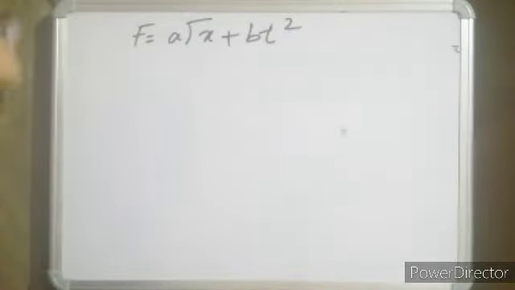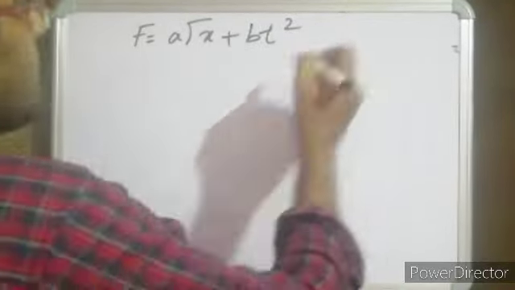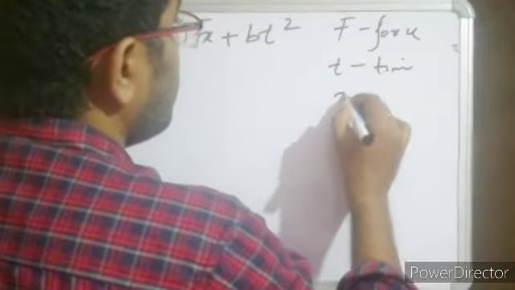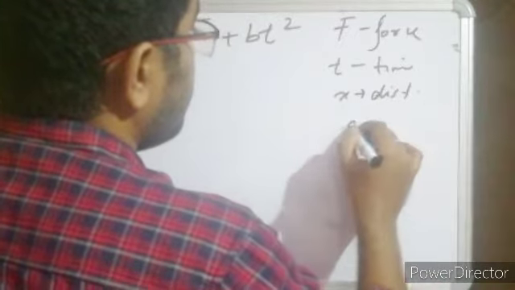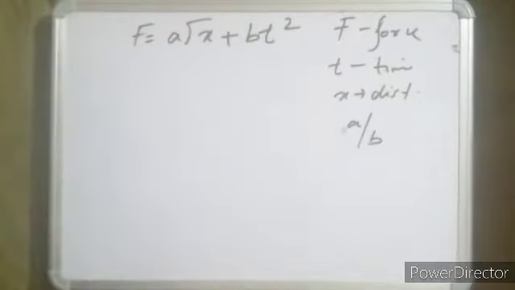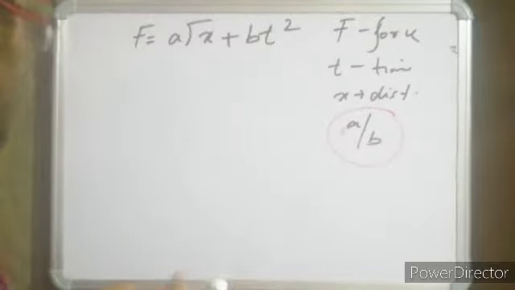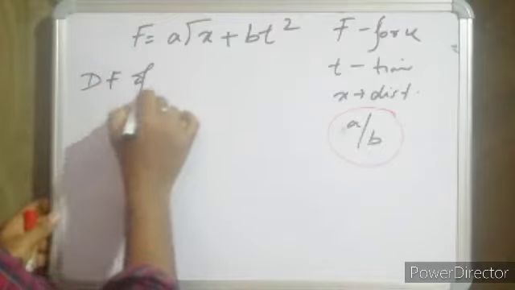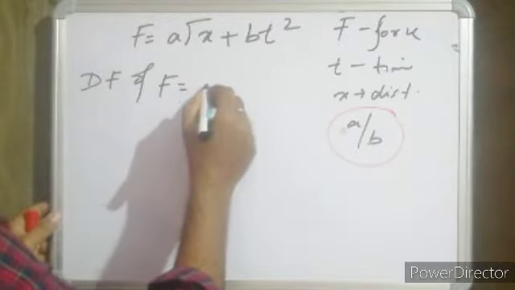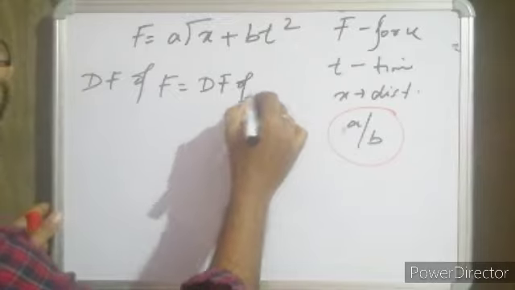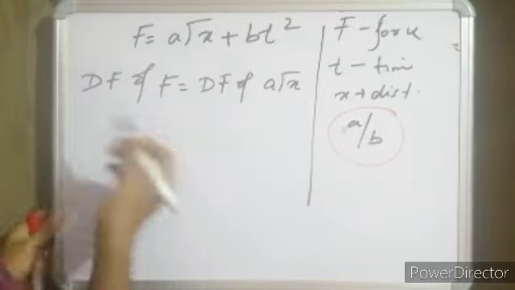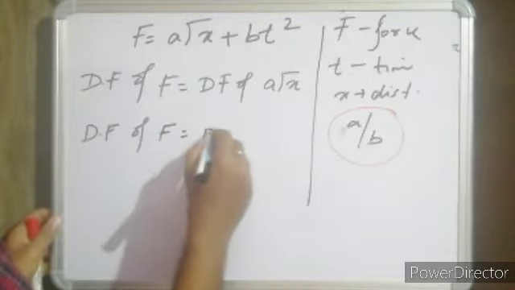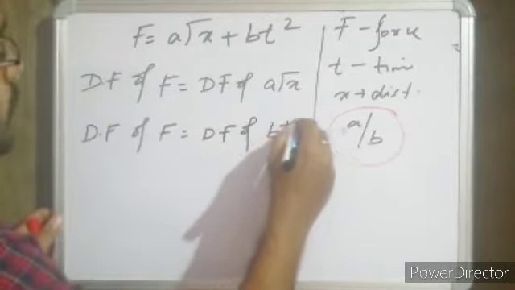So you are asked to find the dimension of A by B. F is force, T is time, X is distance. What you need to find is A by B. So from this idea, the dimensional formula of F is equal to the dimensional formula of A root X. Again, the dimensional formula of F is equal to the dimensional formula of BT square.